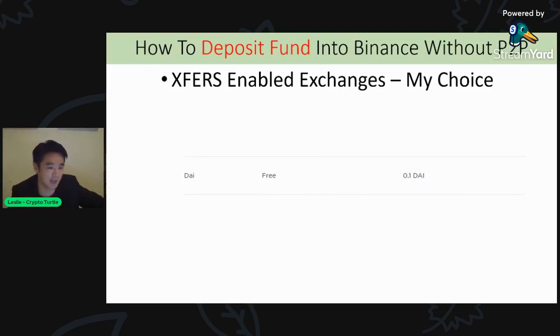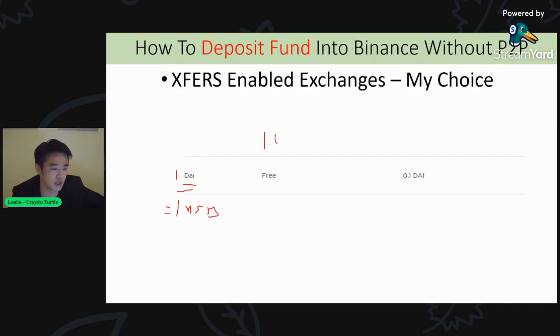It's DAI, from Gemini. So why Gemini? Gemini gives you 10 free withdrawals every month. They don't charge any fee, so I think it's pretty good. And why DAI? DAI is a stable coin, meaning one DAI is always equal to one USD. So I can eliminate the fear of price fluctuation, the price going against you and things like that. I hope that makes sense.